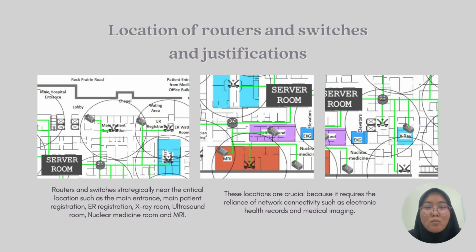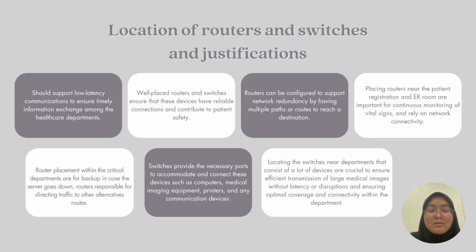In this plan, we place the routers and switches strategically near the critical locations such as the main entrance, main patient registration, ER registration, X-ray room, ultrasound room, nuclear medicine room, and MRI. These locations are crucial because they require reliable network connectivity for electronic health records and medical imaging. The placement of routers and switches should support low latency communication to ensure timely information exchange among the healthcare departments. Well-placed routers and switches ensure that these devices have reliable connections and contribute to patient safety.